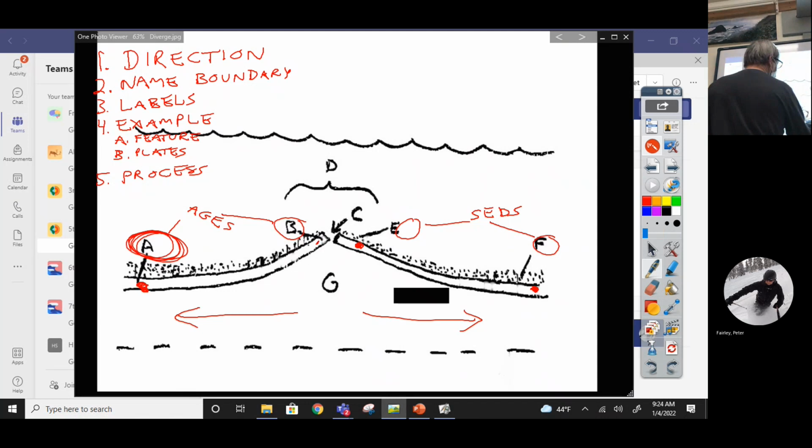Because both these rocks got formed at the same time in the center at feature C, didn't they? They got formed at the same time, and then they got pulled apart.